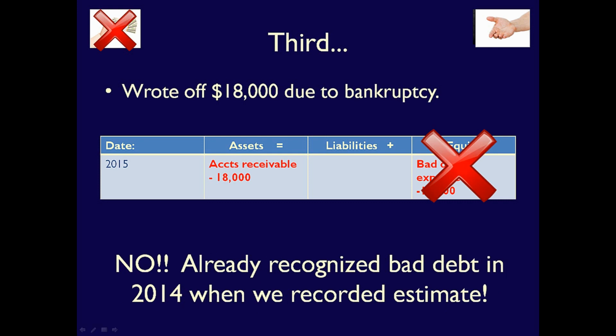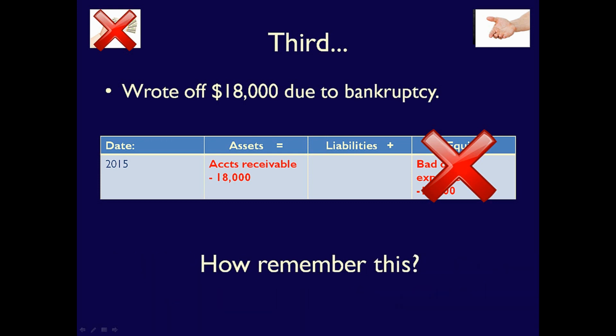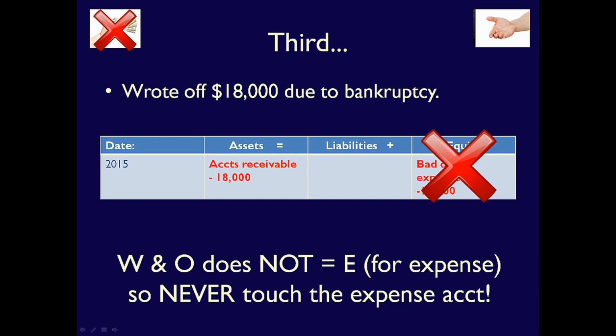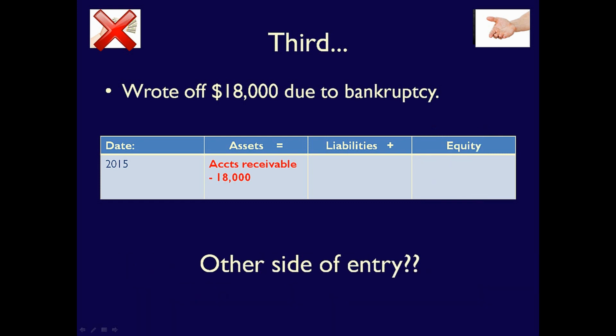Why not? Because in 2014, we already charged bad debt expense when we booked our estimate. We can't charge the expense account again. That would be doubling up. How can we remember that when we do a write-off, we're not allowed to touch the expense account? Well, the words write-off start with a W and an O. If it doesn't start with an E, don't touch the expense account. What then should we do instead?